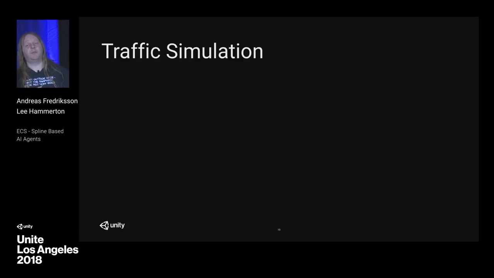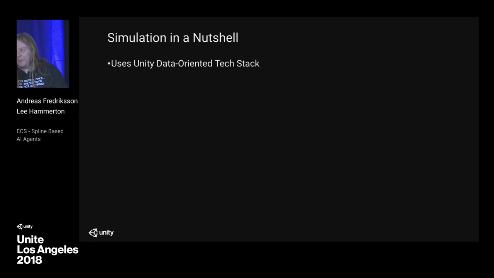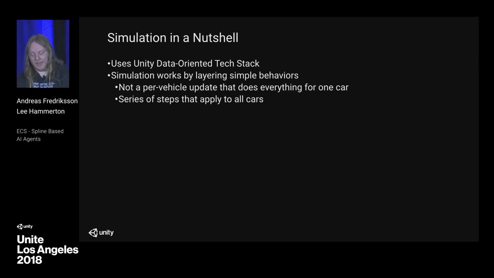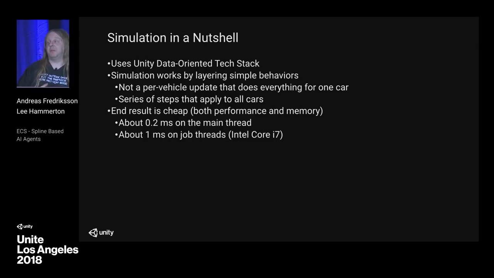Now, the simulation doesn't use any of these mono behaviors. That's a slight lie, actually, but uses one of them. But we're doing this with the Unity data-oriented tech stack. And the simulation really relies on the idea of many small systems being combined to form something slightly more complex. And the key takeaway here is we're doing small amounts of work across all the cars and then doing the next set of work across all the cars. We are not doing all the work for one car, then all the work for the next car. And this is cheap, you know. We're talking 0.2 milliseconds on the main thread and about a millisecond for the 5,000 cars in the demo on the i7.